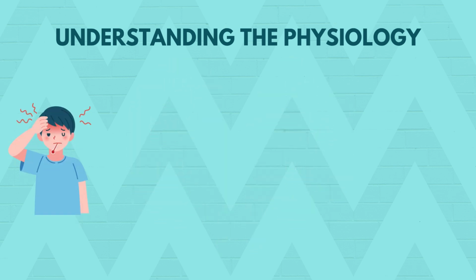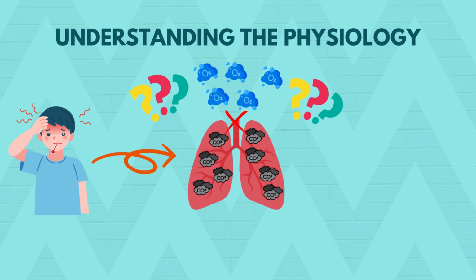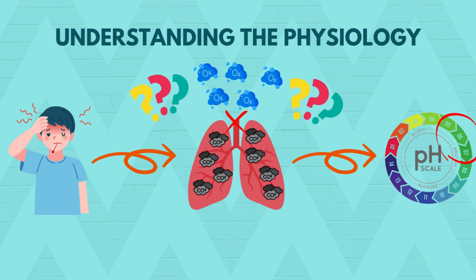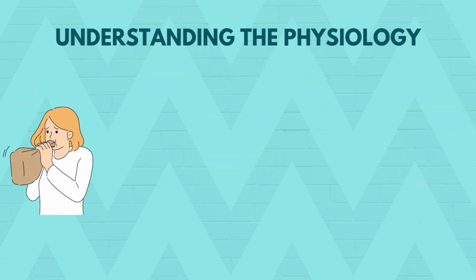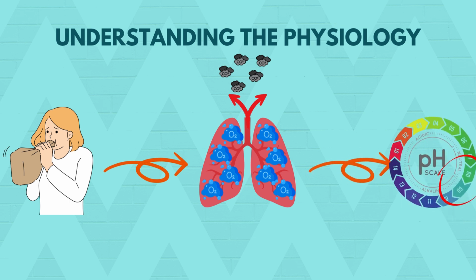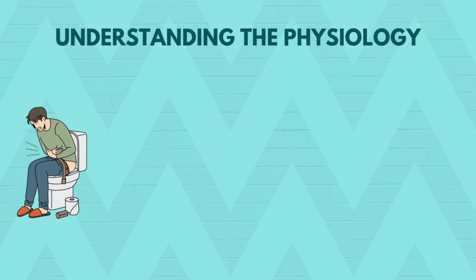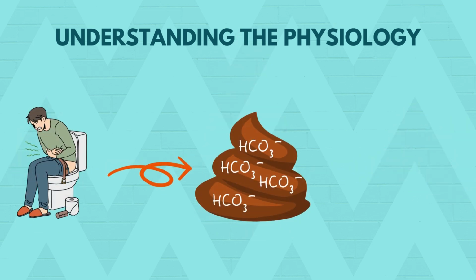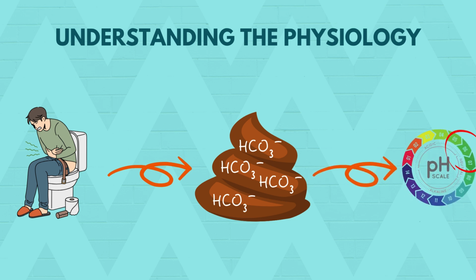For example, hypoventilation causes carbon dioxide retention, which will result in a respiratory acidosis. Hyperventilation will cause a carbon dioxide loss, which will result in a respiratory alkalosis. Diarrhea causes a lot of bicarbonate loss, which will cause a metabolic acidosis.